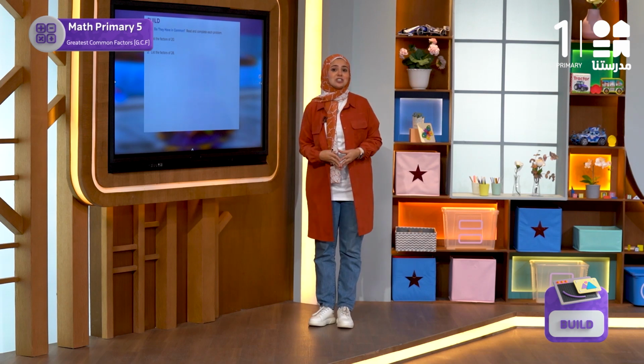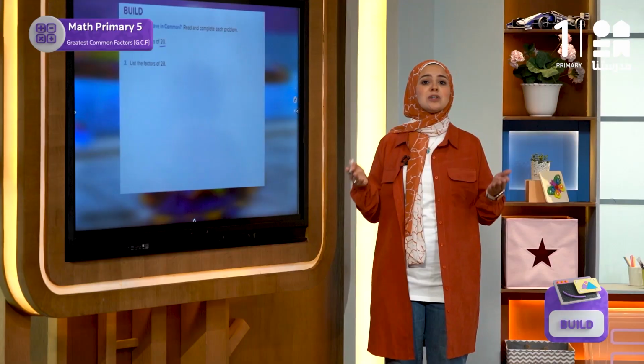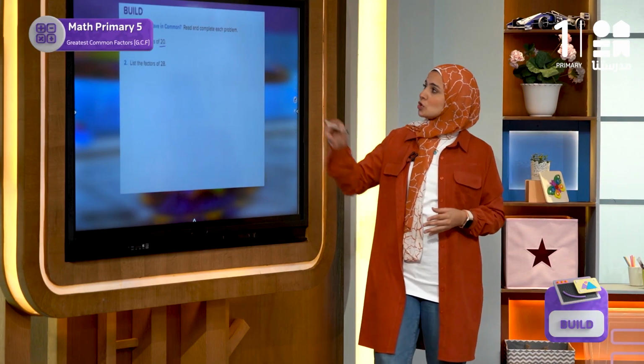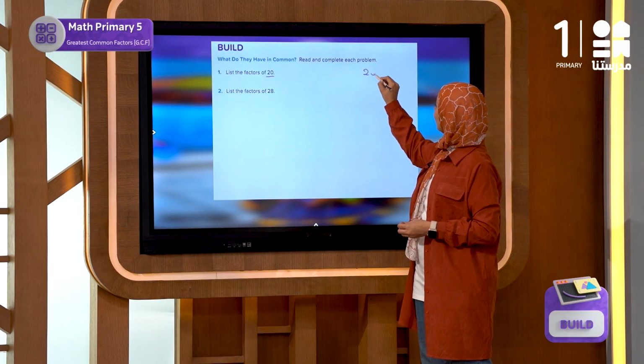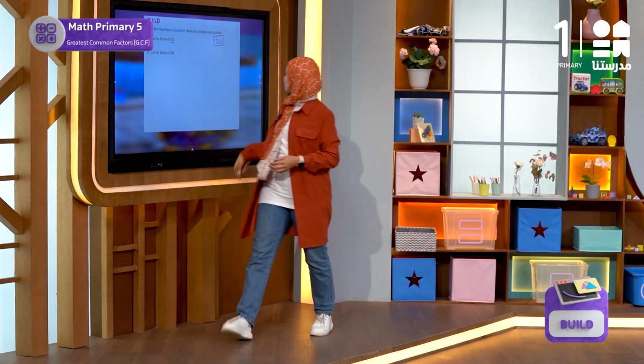Now let's check the questions. What do I have? We want to list the factors of 20. So I will start by drawing a factor tree for 20. I will write the 20 here, and we are going to use the factor tree. So let's check.